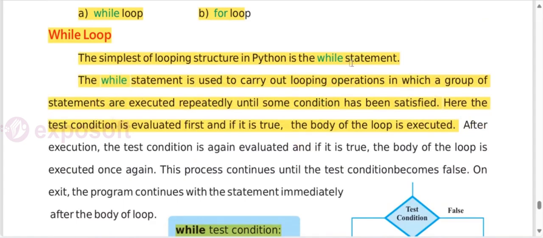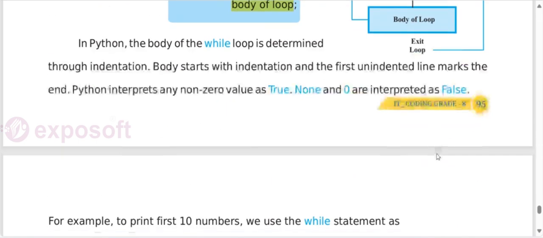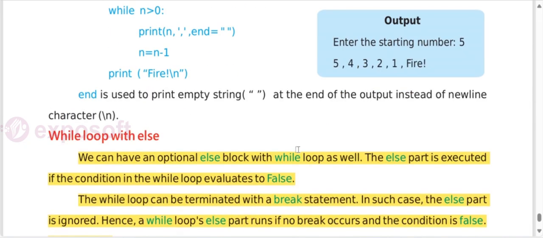While loop. The simplest of looping structures in Python is the while statement. The while statement is used to carry out looping operations in which a group of statements are executed repeatedly until some condition has been satisfied. Here, the test condition is evaluated first, and if it is true, the body of loop is executed. So here we can see the syntax of while, test condition, then body of loop. If the condition is true, the body of loop is executed, and if it is false, it will exit the loop. We can see programs using while.